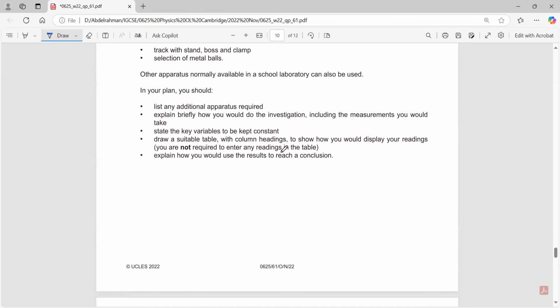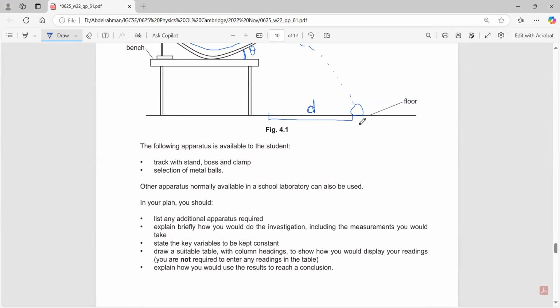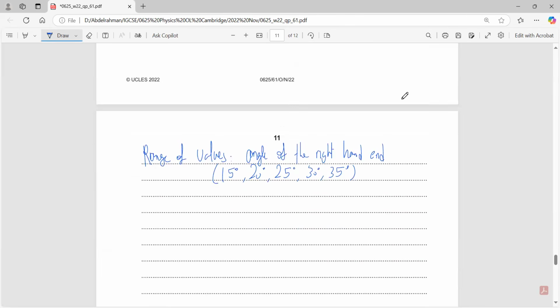Explain briefly, state the key variables, draw a table, and show how you would reach the conclusion. Okay, we need two main apparatuses for this question. We need the protractor and you need a ruler. That's it. Why? Because you need to measure this distance and you need to measure the angle.